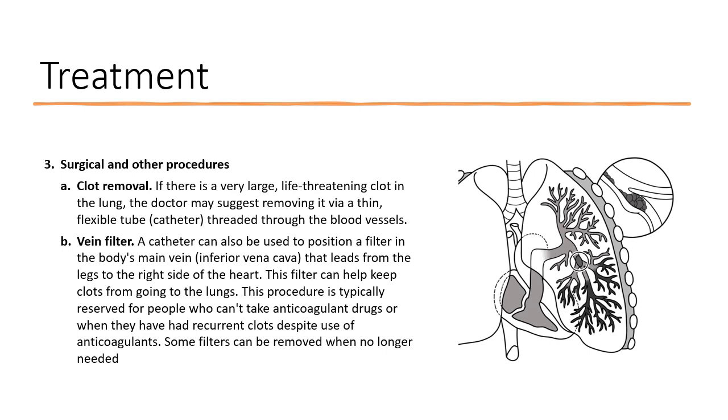Second is a vein filter. A catheter can also be used to position a filter in the body's main vein, usually the inferior vena cava, that leads from the legs to the right side of the heart. This filter can help keep clots from going to the lungs. This procedure is typically reserved for people who can't take anticoagulant drugs or when they have had recurring clots despite use of anticoagulants. Some filters can be removed when they are no longer needed.